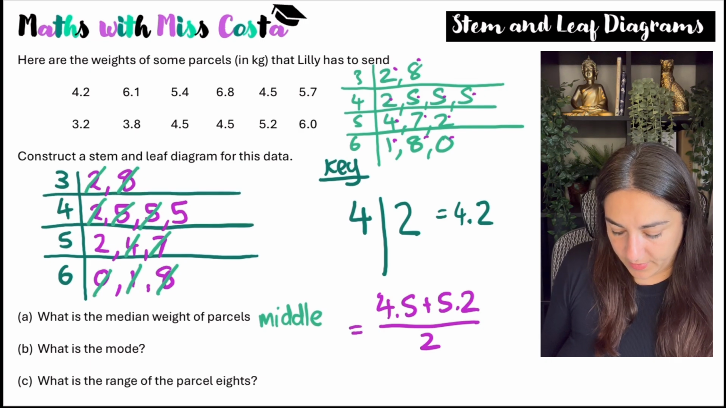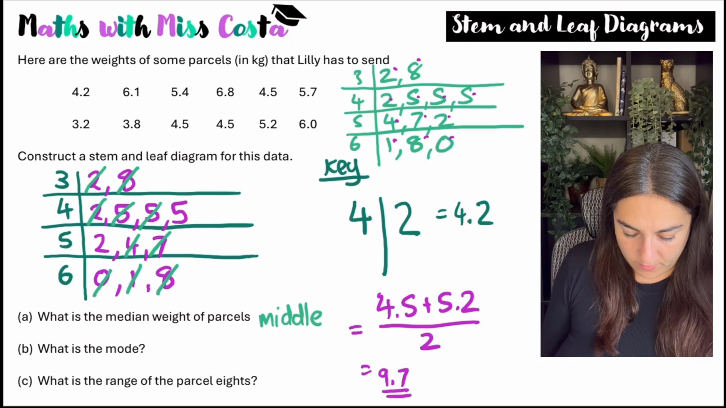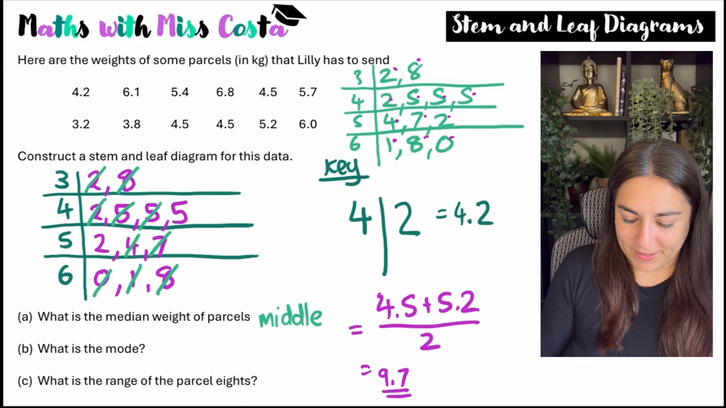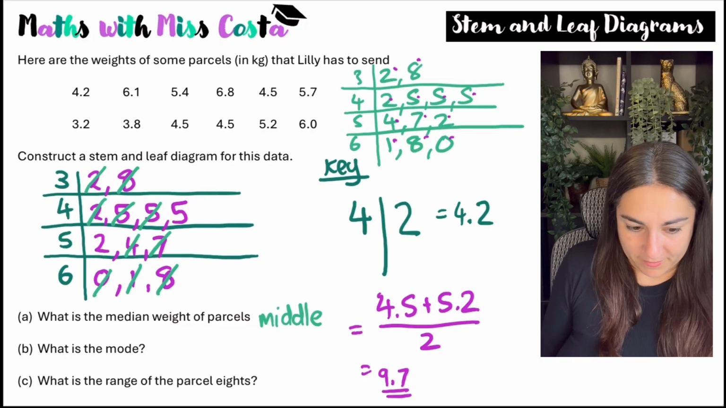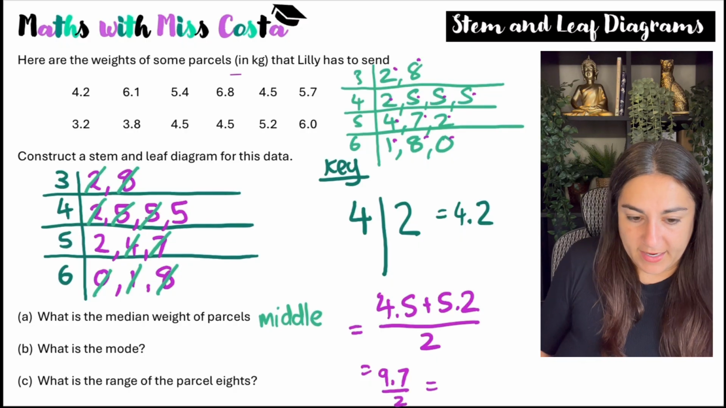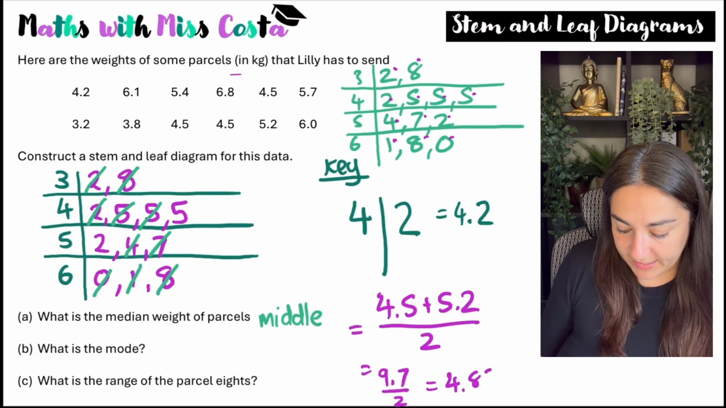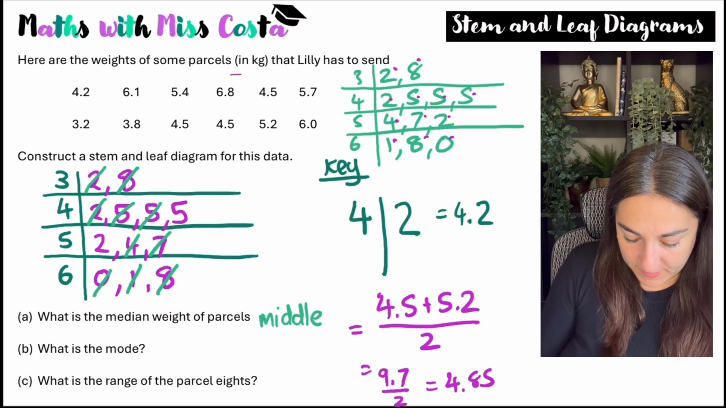So that would be 9.7 is what? Oh, I haven't divided by 2, sorry. 9.7 divided by 2, which, let's just make sure that's clear. 9.7 divided by 2 is 4.85. So the median is going to be 4.85.